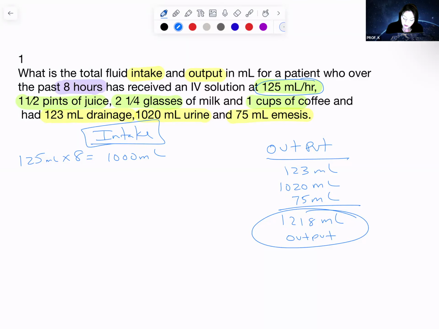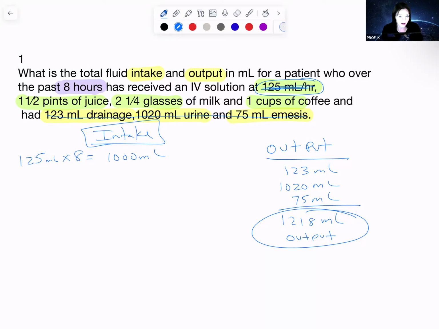And I'm big on crossing off what I use because I don't like to get distracted. If I see a squirrel run past the classroom, you've lost me, all right? So I've used my 1,000 milliliters. I've used all of this for my output. 1.5 pints of juice. Well, intake and output, you have to do in milliliters.